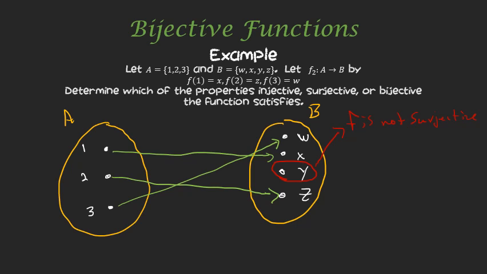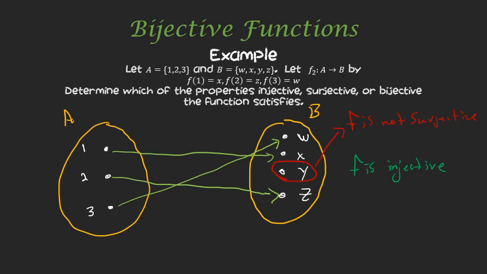Everything in the codomain has at most 1 arrow going to it, right? Y has 0, that's okay, as long as there's not 2 arrows going to the same element of B. That we can conclude that F is injective. It is 1-to-1. And since it's not surjective, it's not bijective.